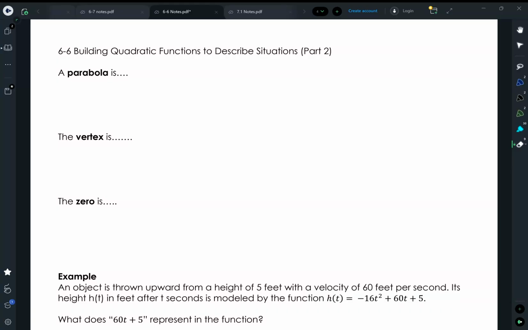So a little bit of vocabulary first. A parabola is a U-shaped curve. So these are actually the kind of graphs we've been making for this unit so far in Unit 6. So it kind of has this shape to it.